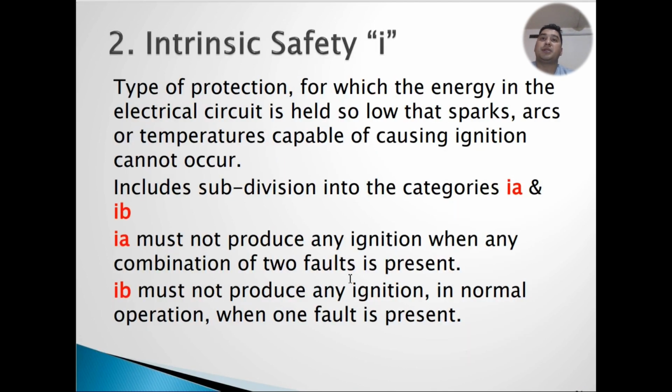Now, intrinsic safety. This is a type of protection in which the energy in the electrical circuit is held so low that sparks, arcs or temperatures capable of causing ignition cannot occur. It includes subdivision into the categories IA and IB. IA must not produce any ignition when any combination of two faults is present. IB must not produce any ignition in normal operation when one fault is present. So that is for intrinsic safety.